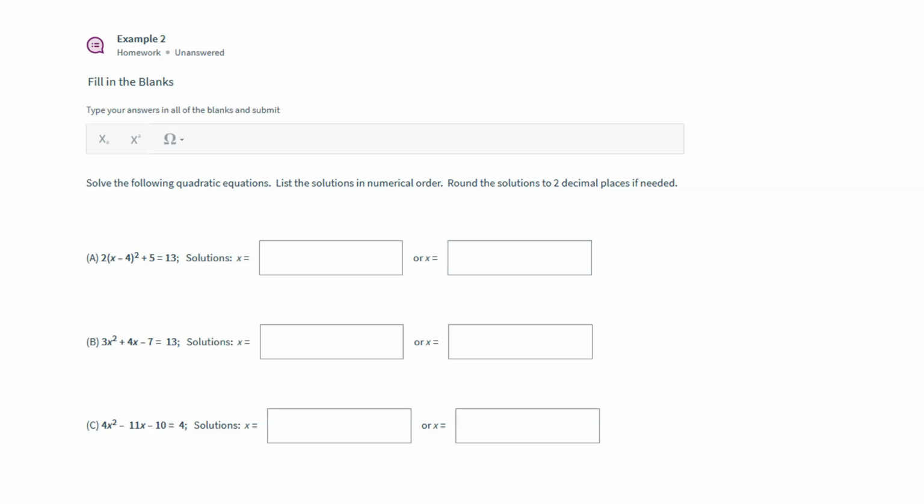For example 2, you're asked to solve the following quadratic equations. Now, when you have them in standard form, which B and C are, this one is not. One way is to try to factor, but factoring doesn't always work. Factoring is only going to produce a solution for you if you have rational solutions to the quadratic equation, which you're often not going to know about until you actually go through and solve it.